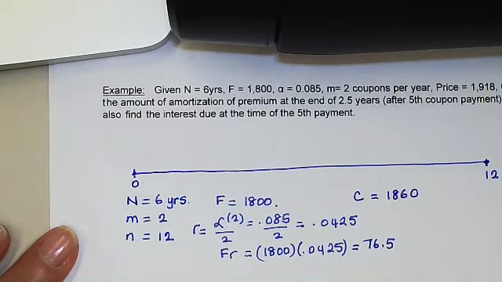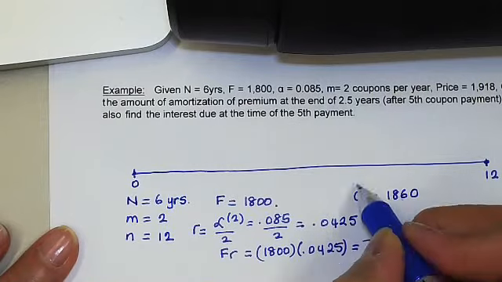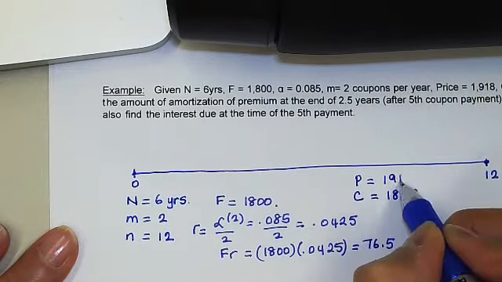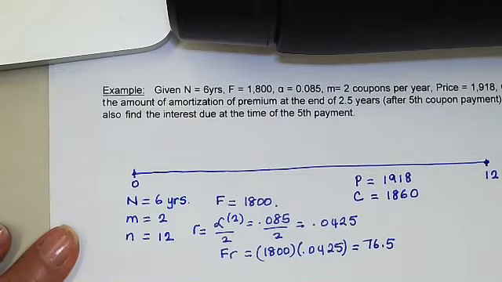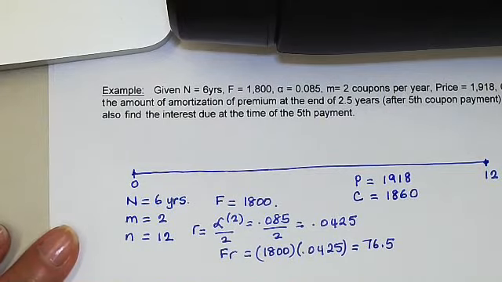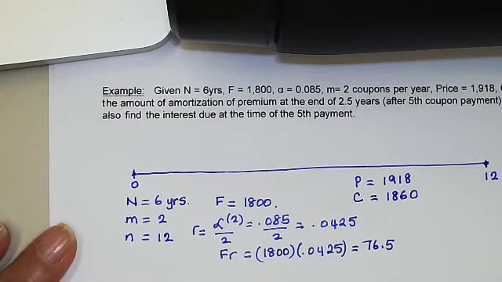And what's happening with the yield rate? Did it tell me? It's not. It didn't tell me the yield. They told me that C is equal to 1860. Price is equal to 1918. Is this a par bond? No. Why is it not a par bond? F is not equal to C, so it's not par. Is it a premium bond? Yes. How do you know? P greater than C, so therefore G will be greater than J.